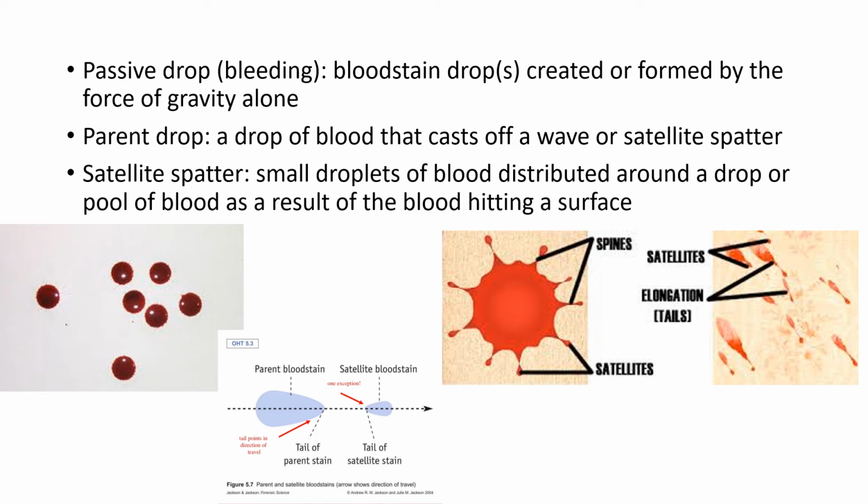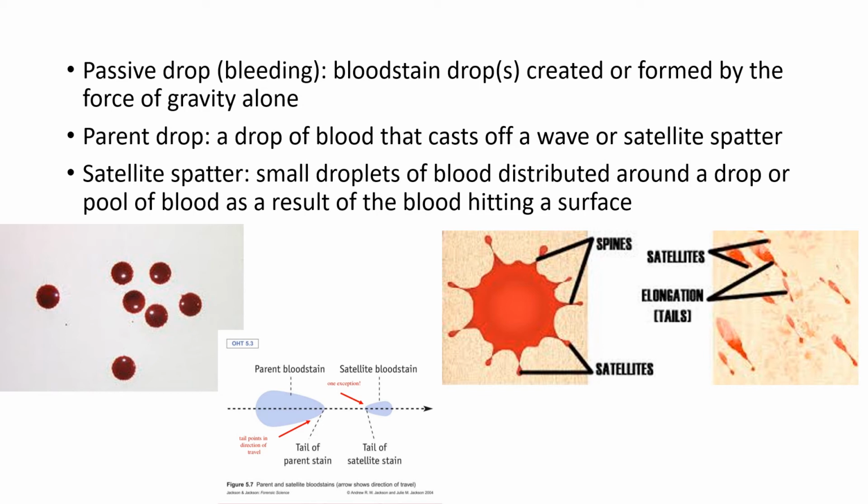So these are going to be small droplets of blood distributed around a drop or pool of blood as a result of blood hitting the surface. There's kind of two ways that you're going to see these. If you look at the image, it's in the middle, but towards the top.